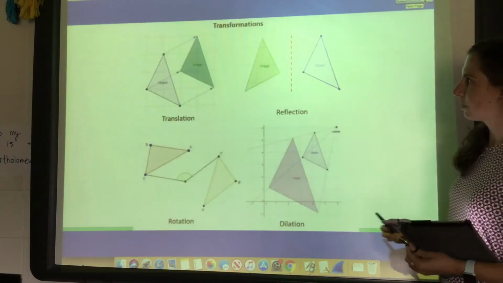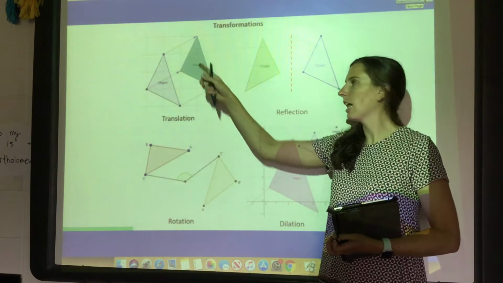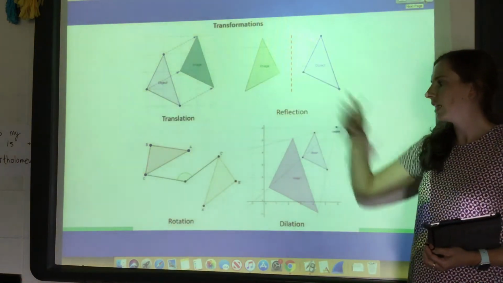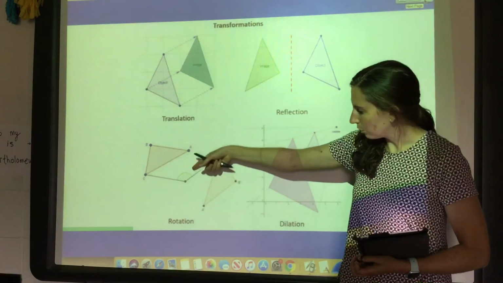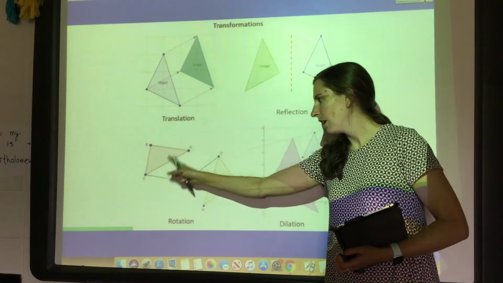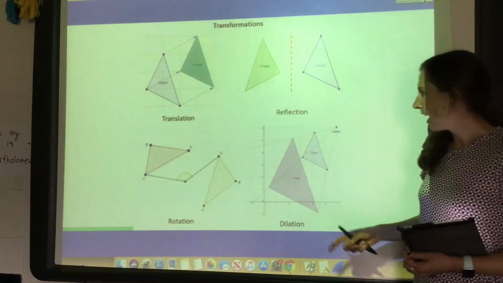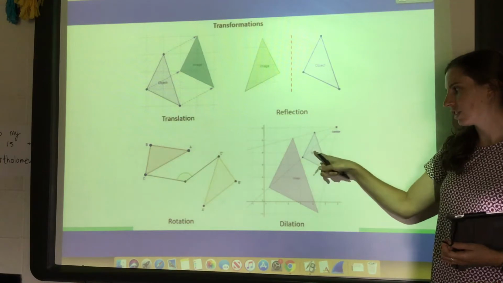So here's some examples of those. A translation is a slide. A reflection, you flip. Rotation is you rotate a certain angle around a center point. And dilation, you might change size.